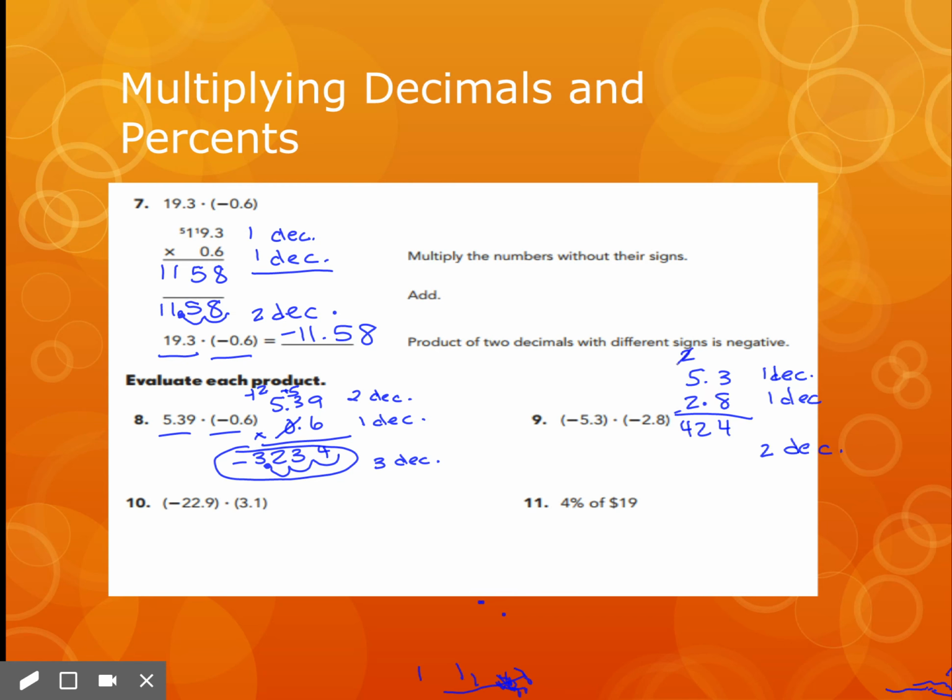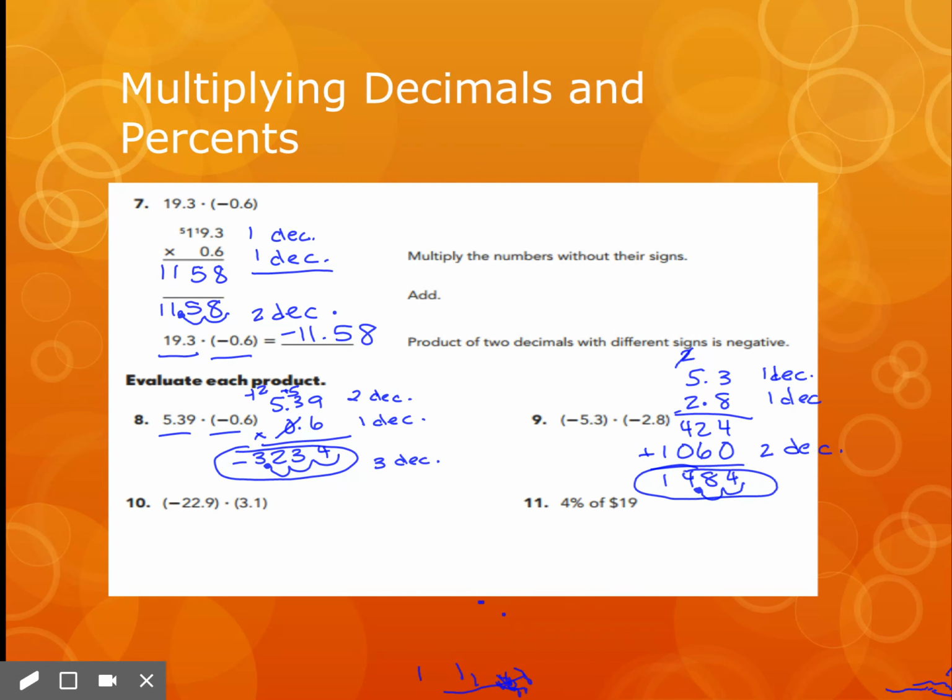Okay, and now I'm moving over to my 2, so I drop a 0 because it's really 20. 2 times 3 is 6, and 2 times 5 is 10. I add them together. 4, 8, 4, 1, and I bring my decimal back in. 1, 2. So my answer is 14.48. Again, it's positive because I'm doing a negative times a negative.